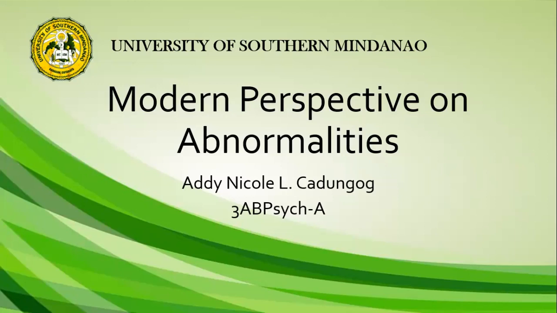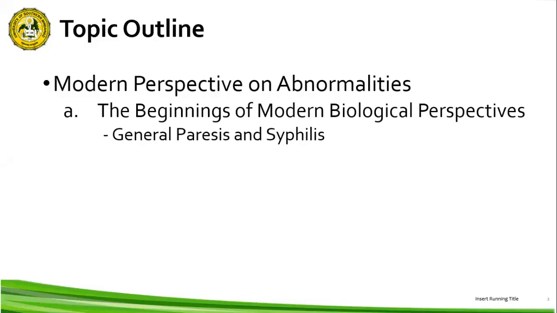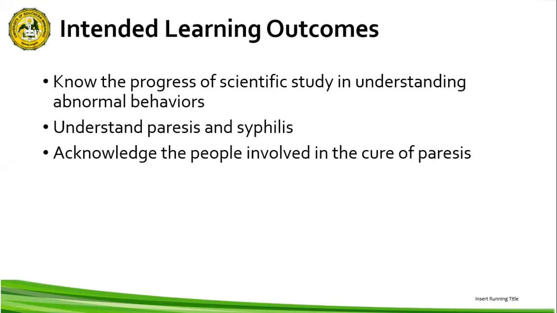For our topic outline, we are going to talk about the modern perspective on abnormalities, under which is the beginning of the modern biological perspective. In the beginning of the modern biological perspective, we will talk about general paralysis and syphilis. For our intended learning outcomes, it is to know the progress of scientific study in understanding abnormal behaviors. Second is to understand paralysis and syphilis and acknowledge the people involved in the cure of paralysis.